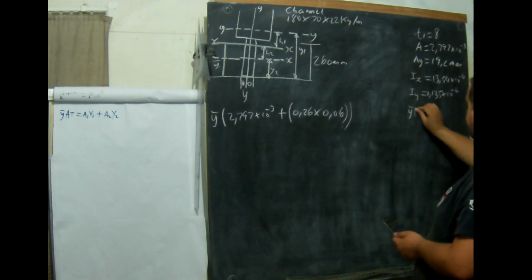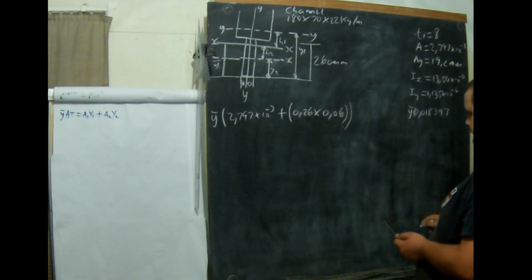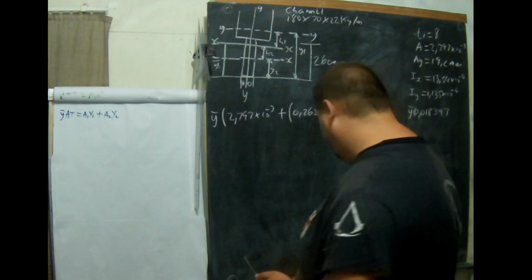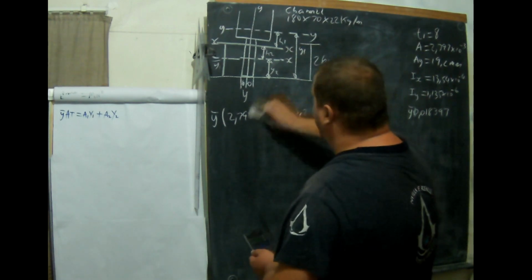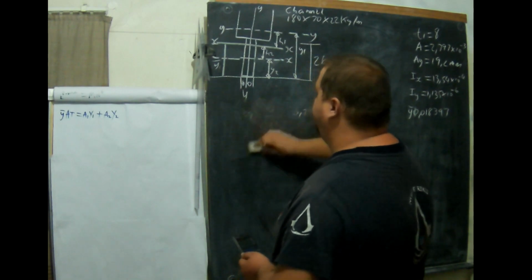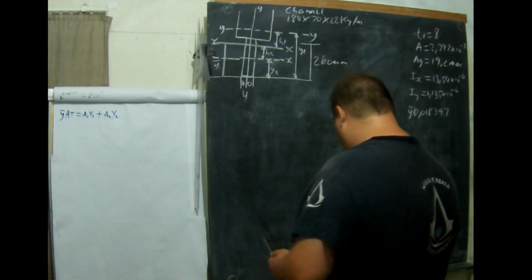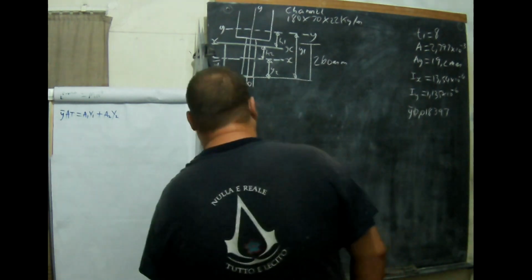0,018397. Right, that's our first answer. Now we can get rid of this, and we know that y bar is the first thing in our formula. So next is area 1 times y1.